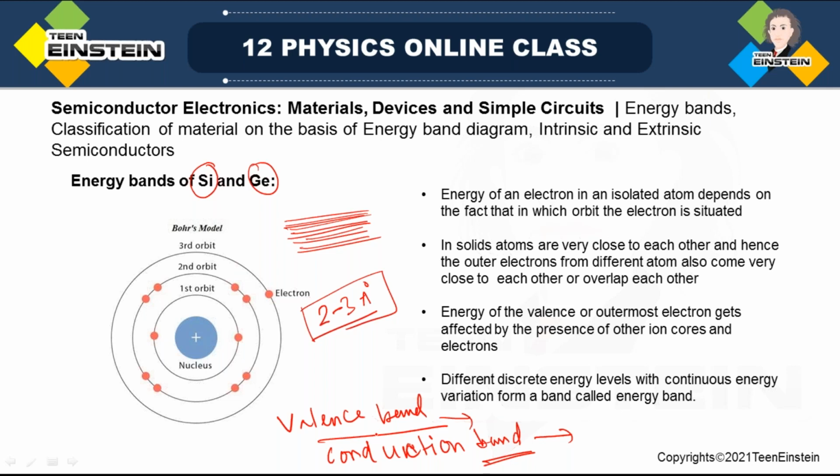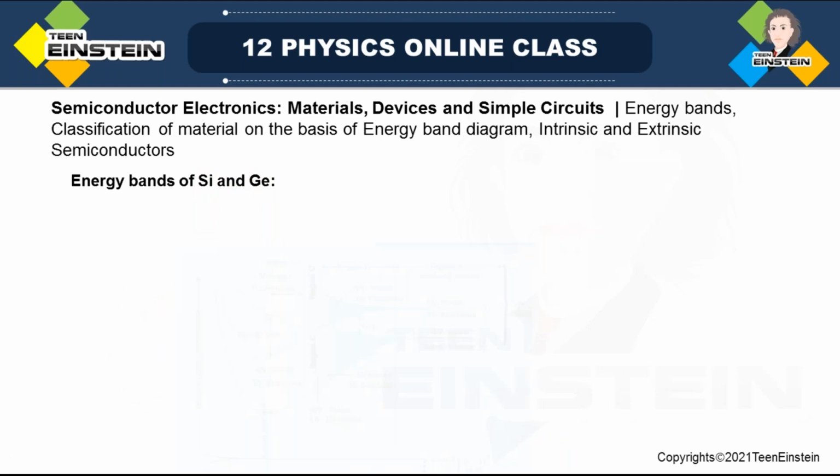So that's how two bands will be formed, and sometimes there will be a gap between valence band and conduction band, and sometimes they may overlap. That depends on the material, like whether it is metal, insulator, or semiconductor. Depending on that, there will be a gap or no gap between these energy bands. Generally, conduction band has higher energy, and valence band has lower energy. Okay, we'll move on to the next slide.